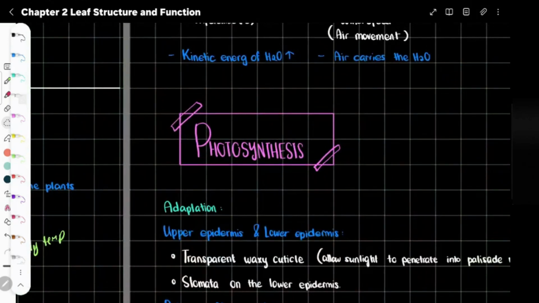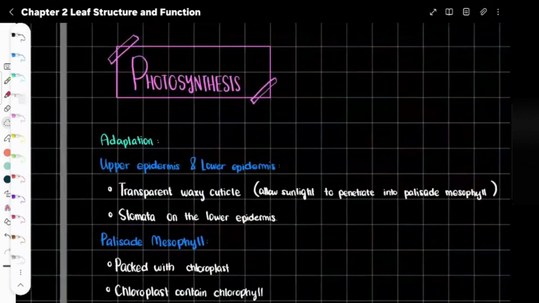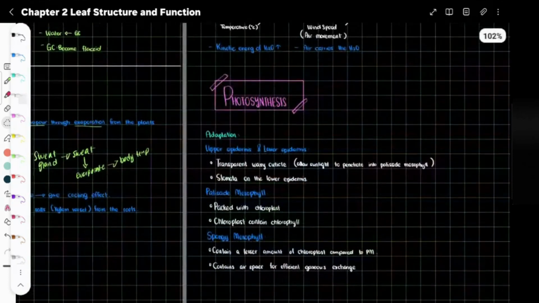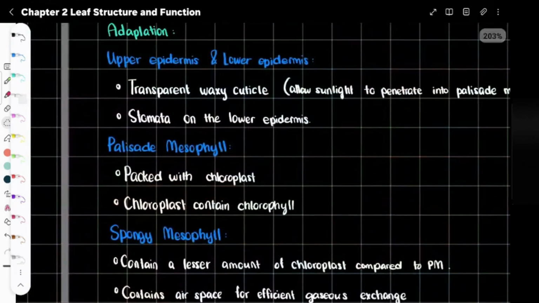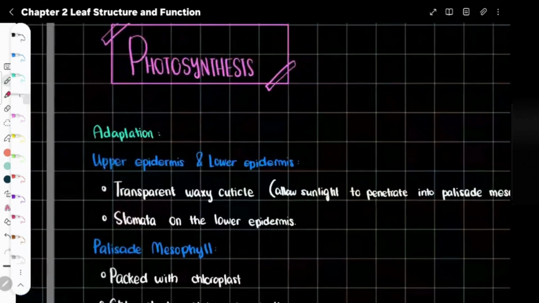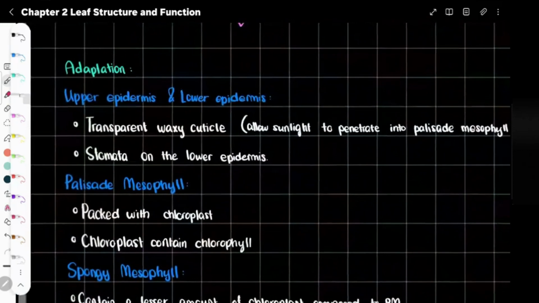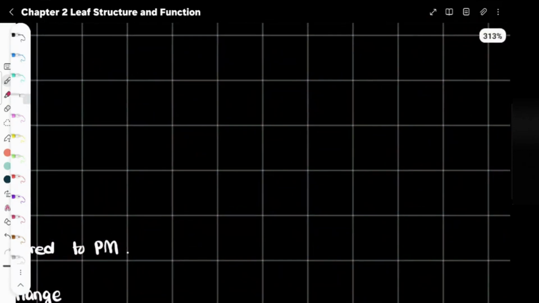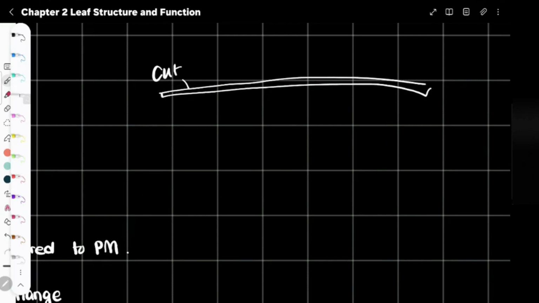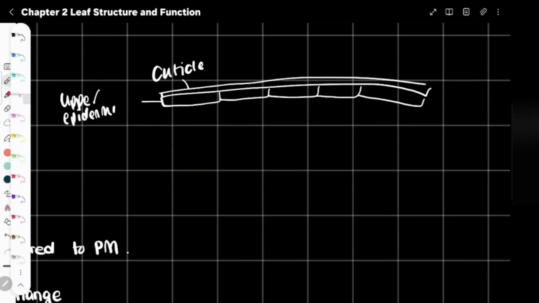That's all. Now, the part where people struggle is photosynthesis. This one we already learned last time, so let's recap for the adaptation. Let's recap how to draw the cross section of the lamina, which is the top part of the leaf. The first layer is known as the cuticle. The second layer is the upper epidermis. We are going to revise this just so that you remember.